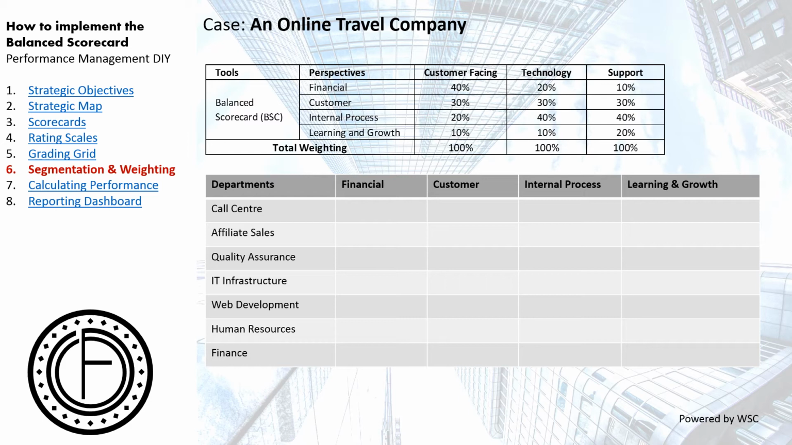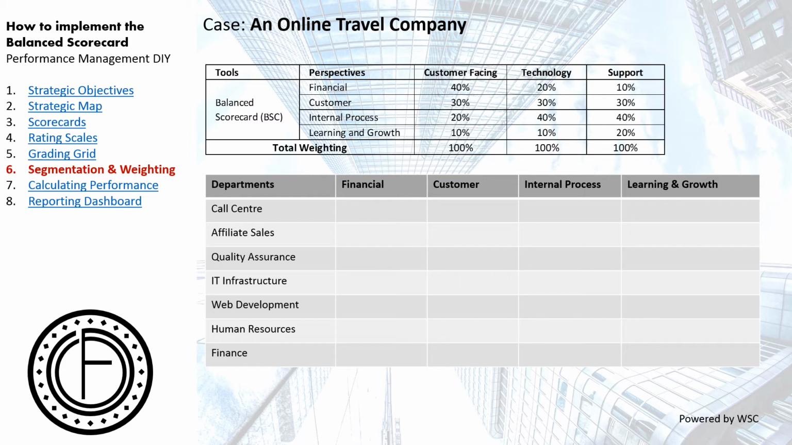Let me quickly explain the reason for this distribution. Customer facing, these are people who interact with customers and most often sell to customers. You will agree with me that the bulk of their work resides between financial and customer. Technology are more like people who work from the back end, supporting the customer-facing guys. Because it's an online travel company, we assume there is a department responsible for managing the online portal and the infrastructure that supports it. So the bulk of the weighting is under internal process, because that is where a lot of their work resides. Then customer. So you have 40% for internal process and 30% for customer.